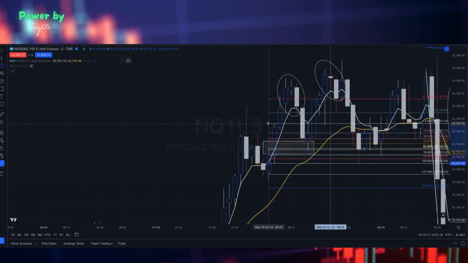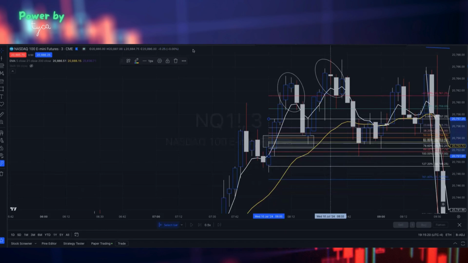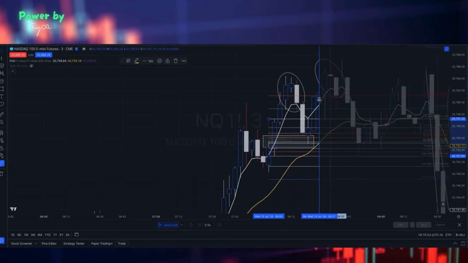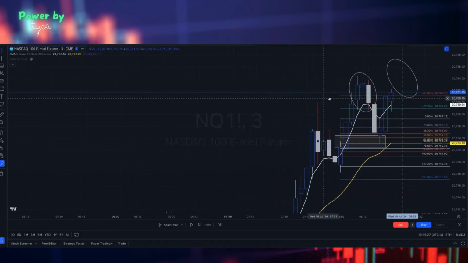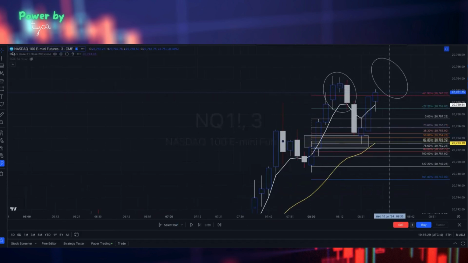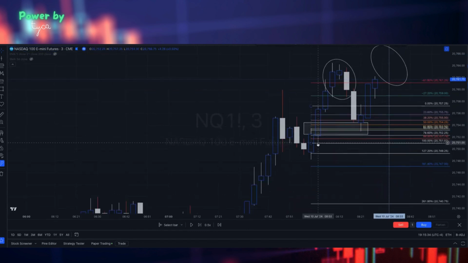So we put a fib on it, go from wick to wick, and then you see how this candle stopped at 23%. So let me put the rewind on it and get rid of these unnecessary candles. We don't need them. We don't need these moving averages. So from here to here, price stopped right above the 23%, left your fair value gap.